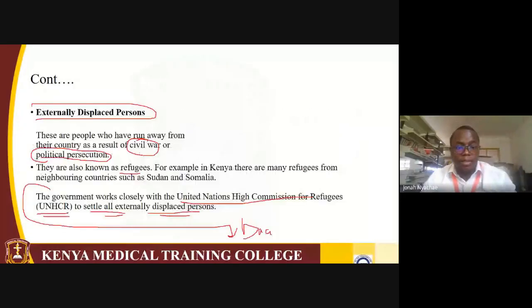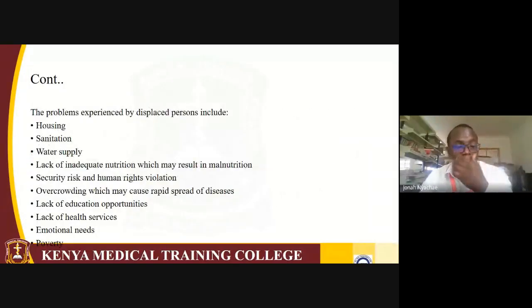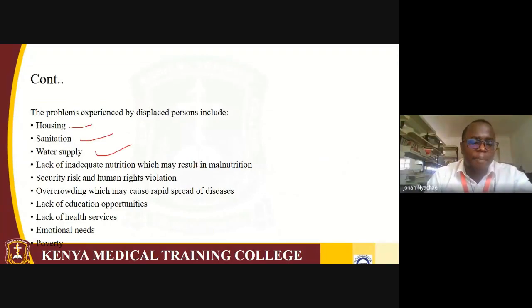The problems that these people have majorly are housing, sanitation, water supply, inadequate nutrition, security risks, and human rights violations, because here there is a lack of security. People are killing one another over just a small trigger.